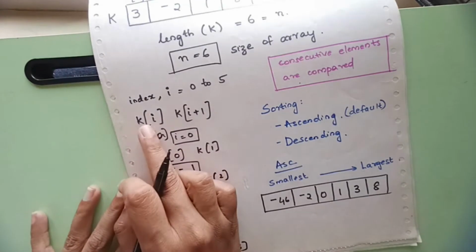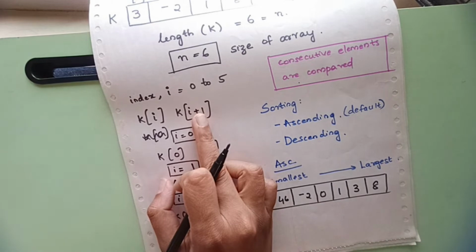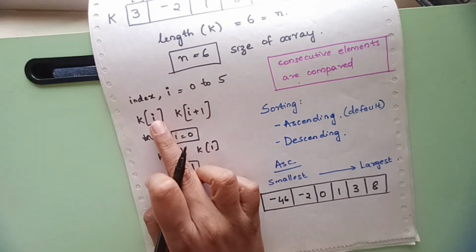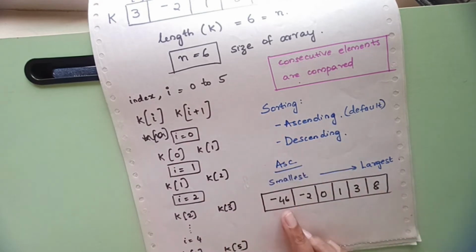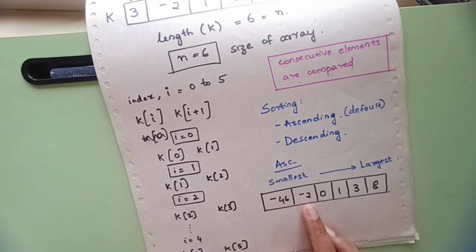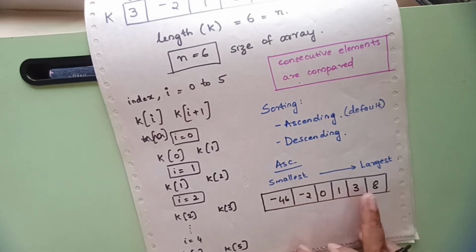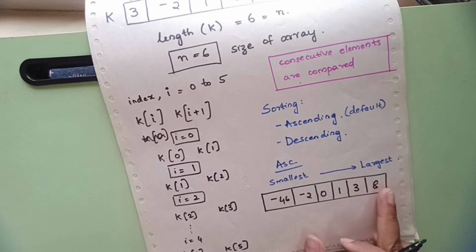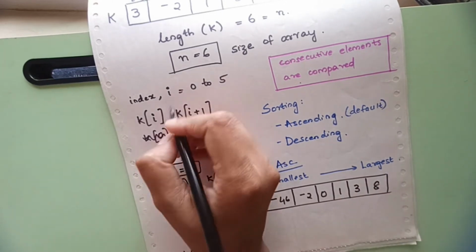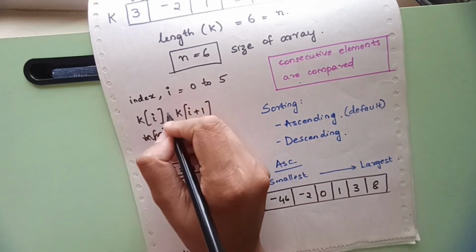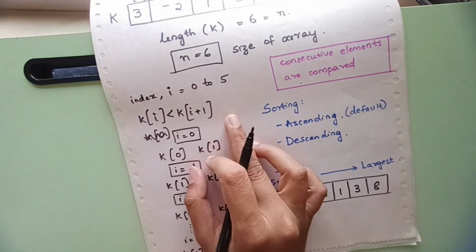So when we are comparing I and I plus 1th element, how should be our final output? Ith element should be lesser than I plus 1th element, right? This is ith element. This is I plus 1th element. This is lesser than this. This is lesser than this. This is lesser than this. And 3 is lesser than 8. So we want to check if K of I is lesser than K of I plus 1.